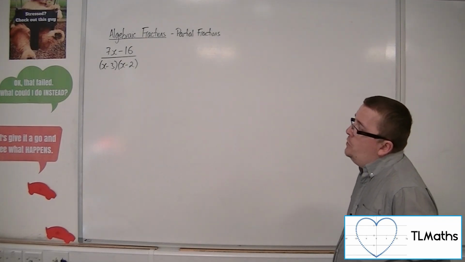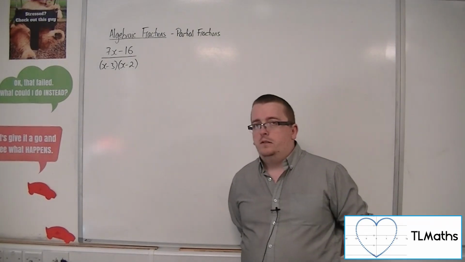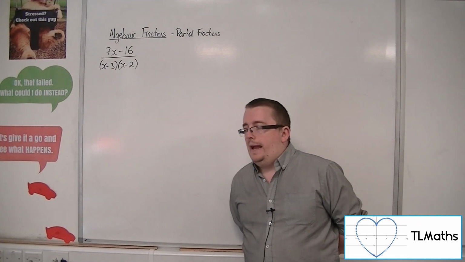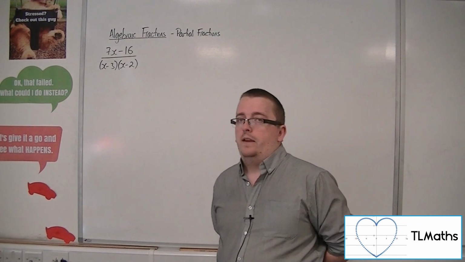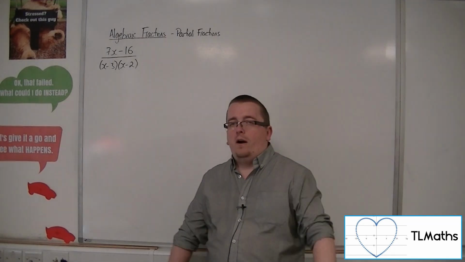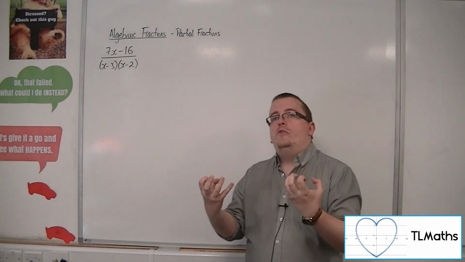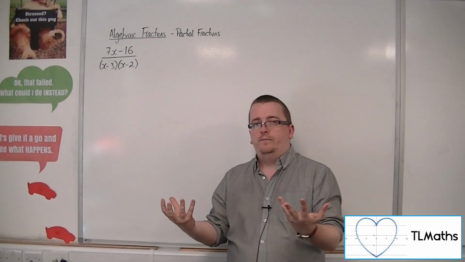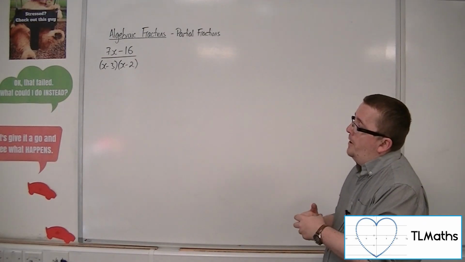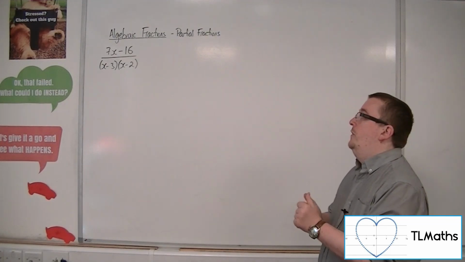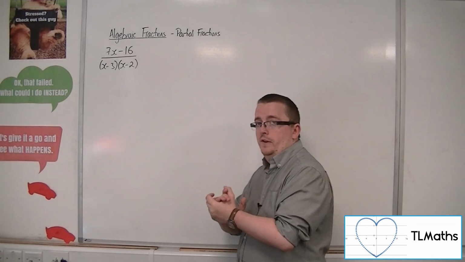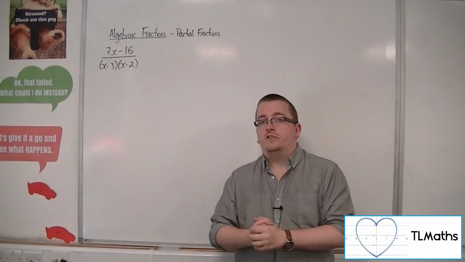But if you wanted to integrate it, that's actually quite tough to do, and you can't algebraically integrate that unless you break it apart and put it back into what we refer to as its partial fractions. Now, it's not just used for integration, it's also used for binomial expansion. So if you wanted to expand this and get a binomial expansion approximation for this curve, then you would have to use this method of partial fractions as well.